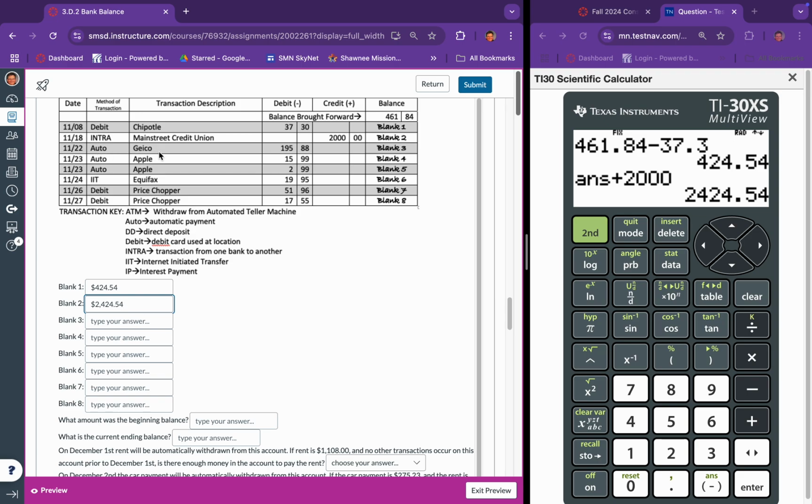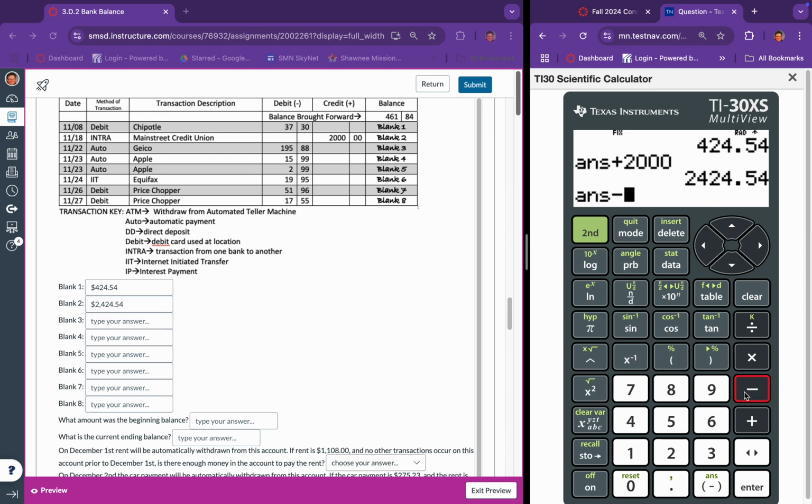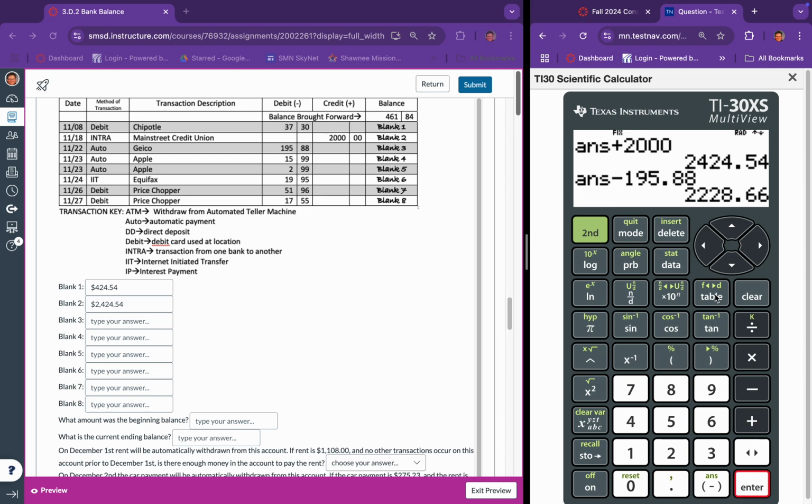And now you're going to have an automatic payment to Geico. It must be your car insurance in the amount of $195.88. That's coming out of your account, being paid to Geico. So you're going to go minus $195.88. And now after you've made that payment to Geico, you have $2,228.66 in your account. So you're going to put $2,228.66. So really this is addition and subtraction all the way through.